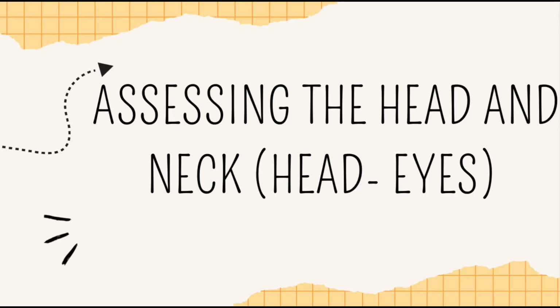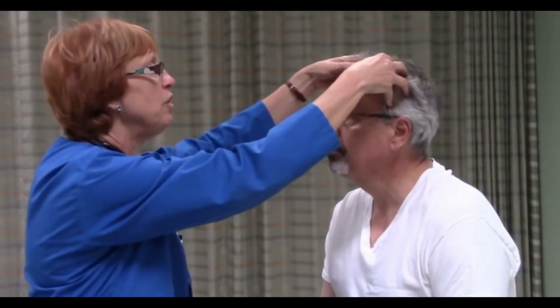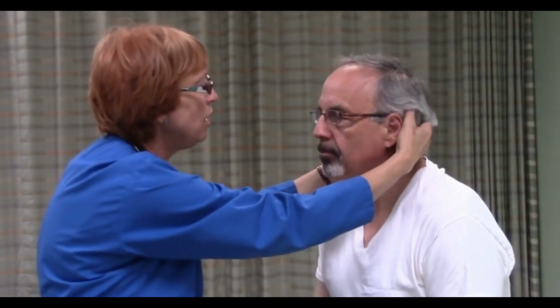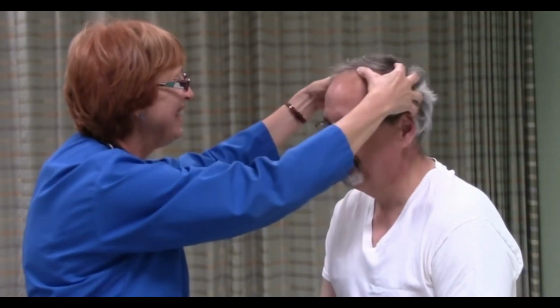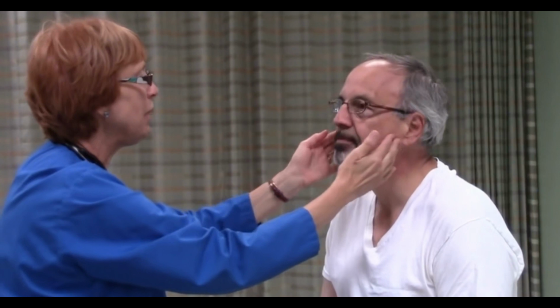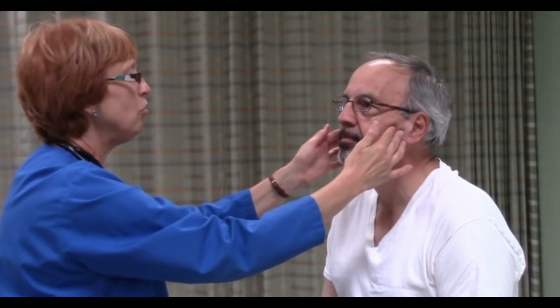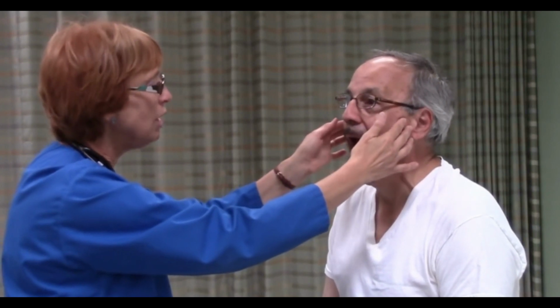Assessing the head and neck, beginning with the head to eyes. 1. Inspect the head and then the face for color, symmetry, lesions, and distribution of facial hair. Note facial expression. Palpate the skull. Rationale: detects abnormalities in shape, size, color, symmetry, lesions, and hair distribution.